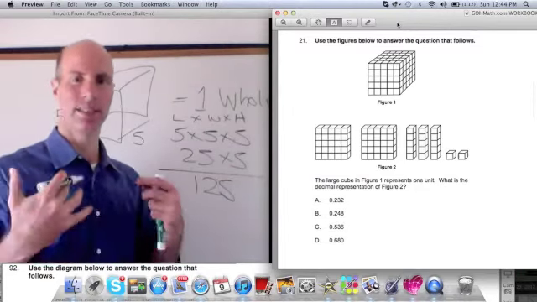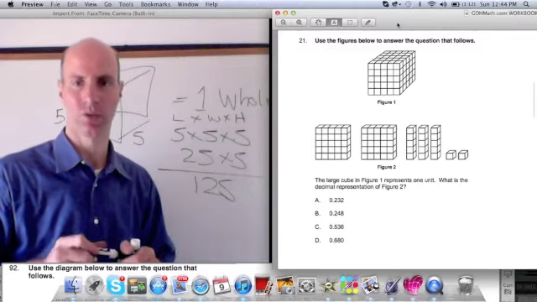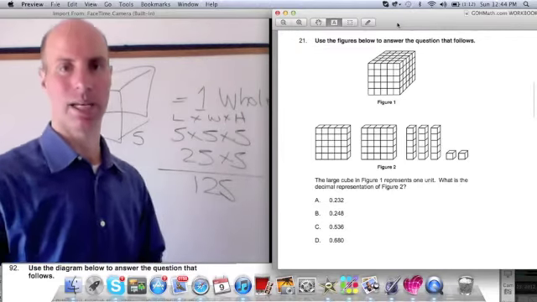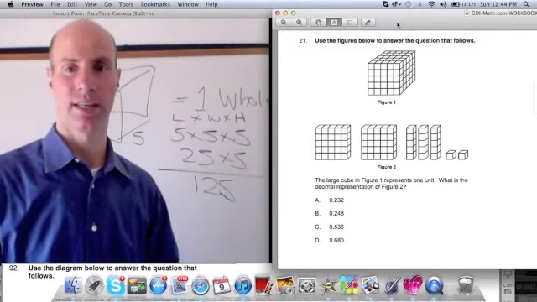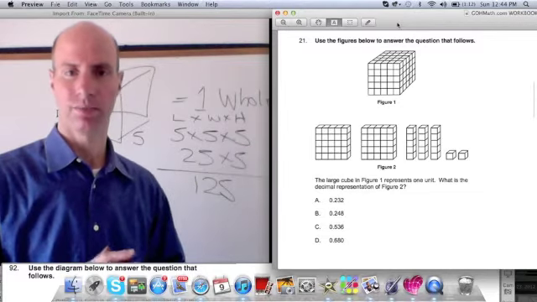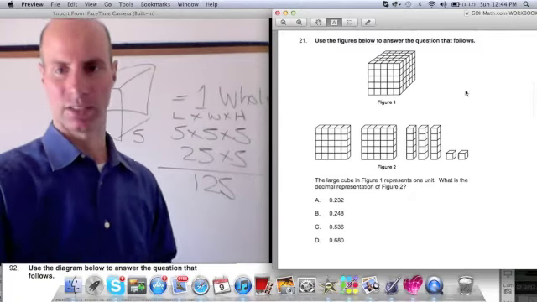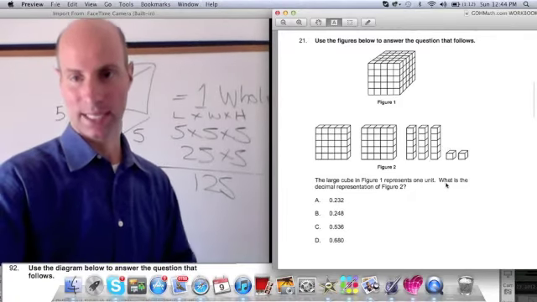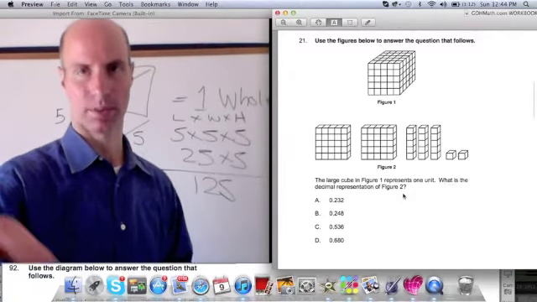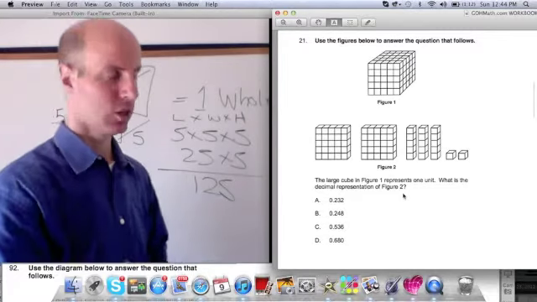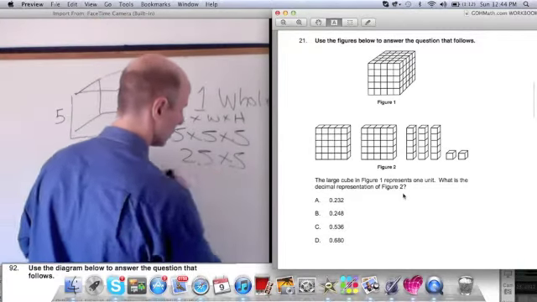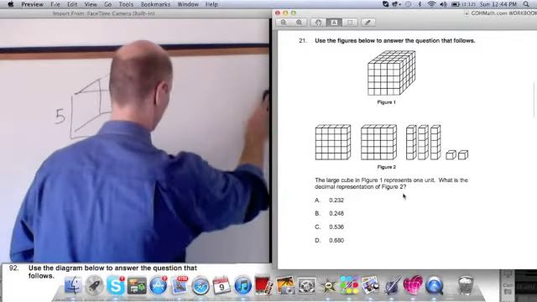Okay, it's a little piece of calculation that I want to do. Figure 1 is made up of 125 pieces. Figure 2 is made up of another set of pieces. Now the question says, I read it again, what is the decimal representation of figure 2? Well, it's asking me a part to whole question.